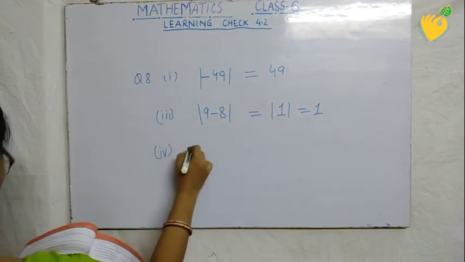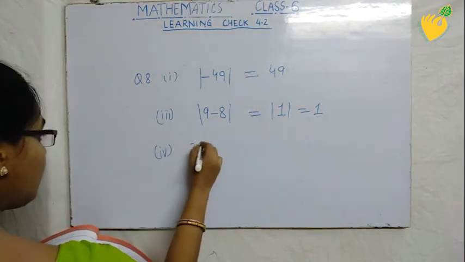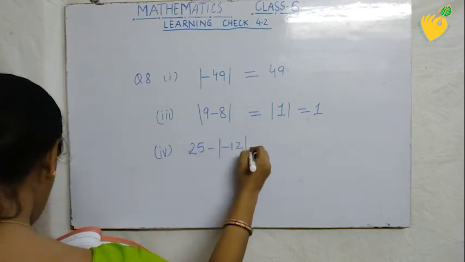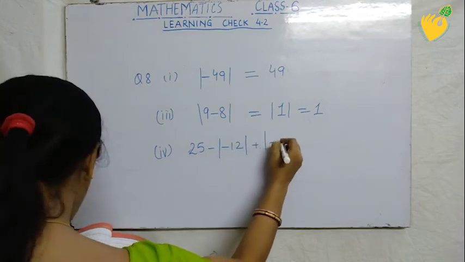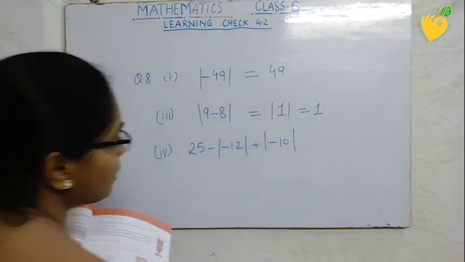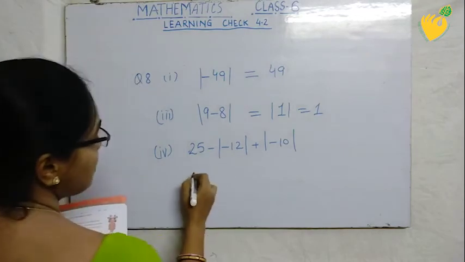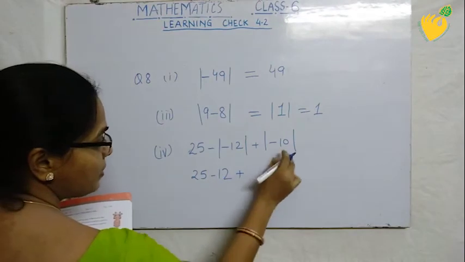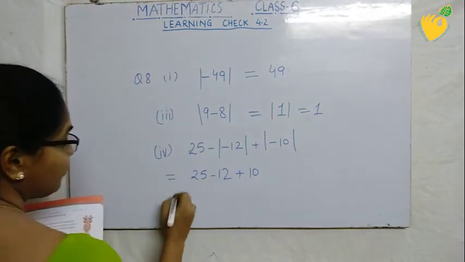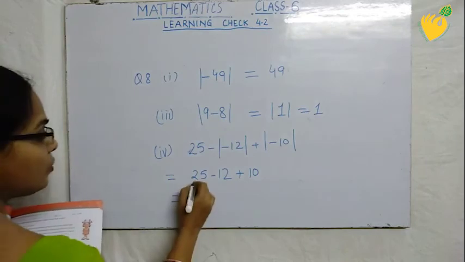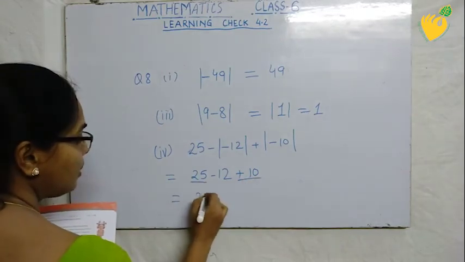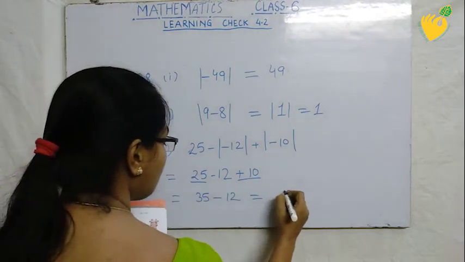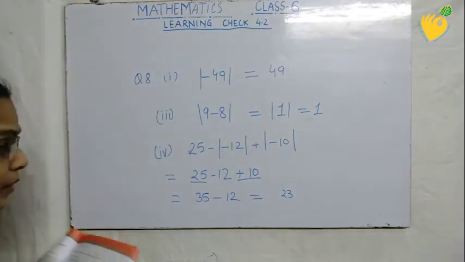Similarly, here see question number 4. It is a little bit different. 25 minus mod of -12 plus mod of -10. Our question is something like this, students. So you can write 25 minus mod of -12 is plus 12, plus mod of -10 is plus 10. Now solve and get the answer. You can add 25 and 10, which will give you 35, minus 12 is equal to 23.